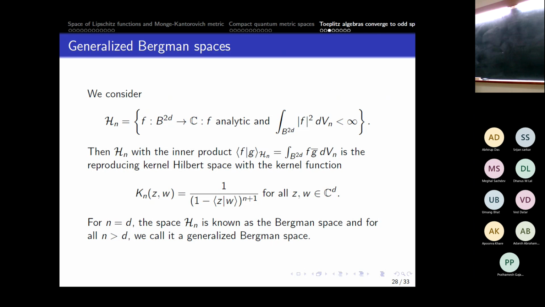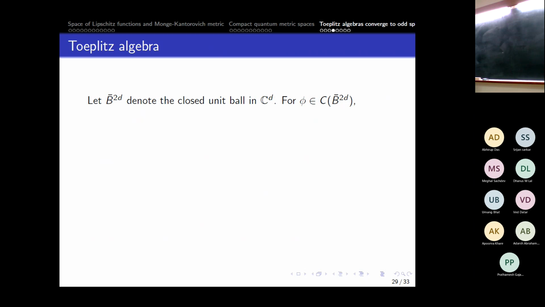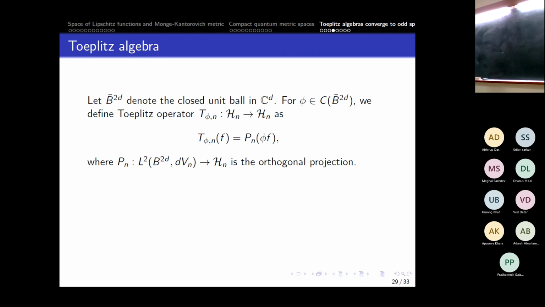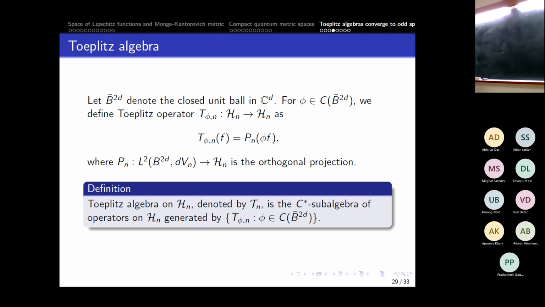On these spaces, we can define Toeplitz operators. What are Toeplitz operators? If we take any continuous function phi on the closed unit ball, then we can define a function from H_n to H_n, which is basically the multiplication of each function by phi. But the problem is that by multiplying by the function, we might go out of H_n. It will be just an L2 function. It may not remain analytic, but let's just project it back through our usual orthogonal projection. So these are what are called Toeplitz operators. And what is the Toeplitz algebra? These are the C-star algebra generated by these.